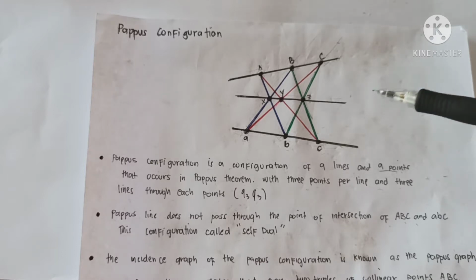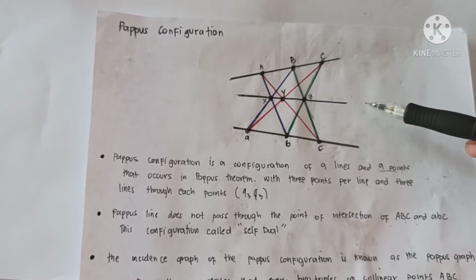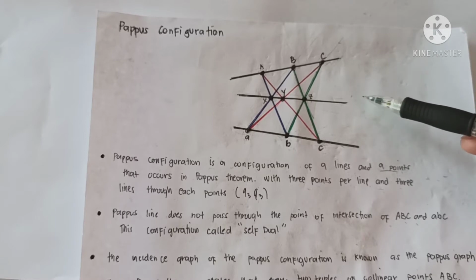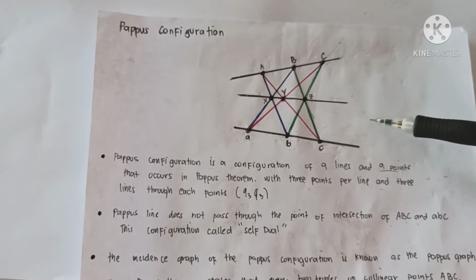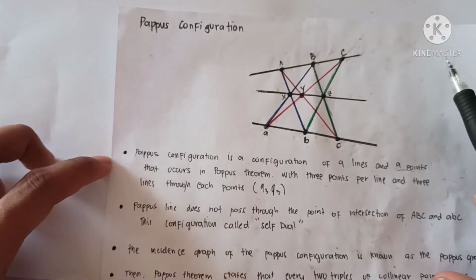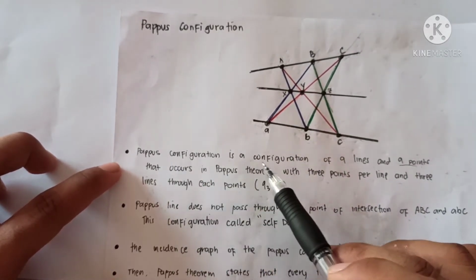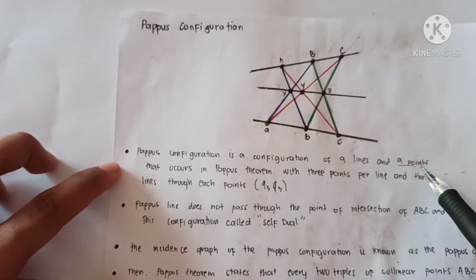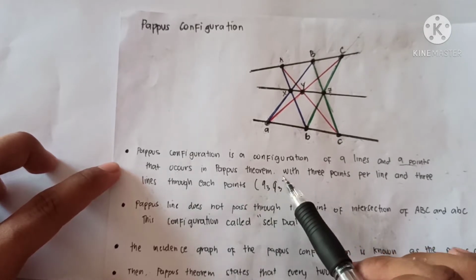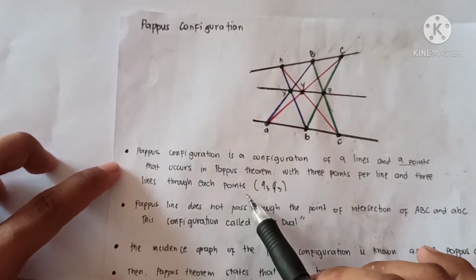So the Pappus configuration, this figure, comes from the idea of the Pappus hexagon theorem, and is closely related to it. Now let us discuss the points about this figure. It says here, the Pappus configuration is a configuration of 9 lines and 9 points that occurs in Pappus's theorem, with 3 points per line and 3 lines to each point.